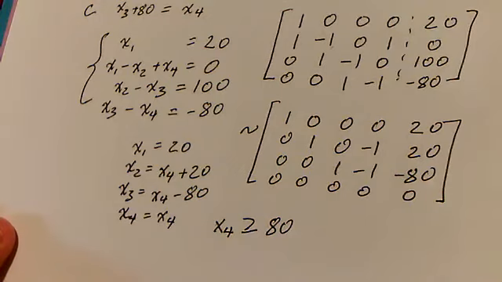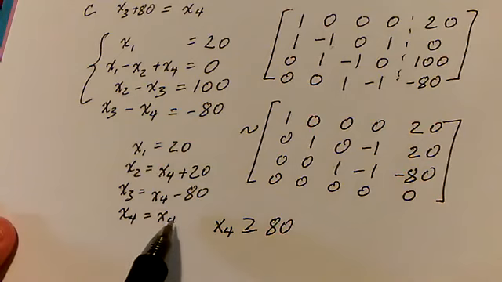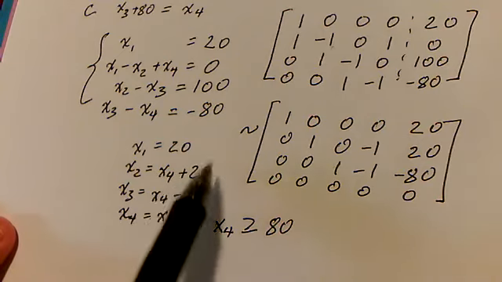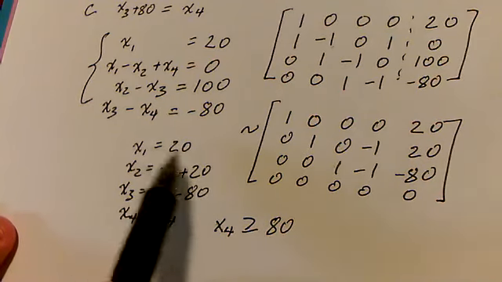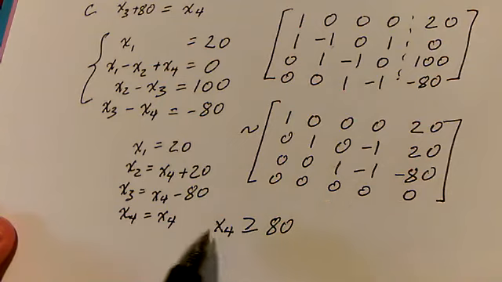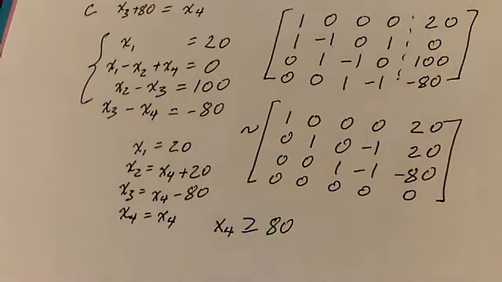Okay, and you can find any particular solution you like for this system. I could have x4 equal 80. That would make x3 0, and x2 would be 100. Say you make x4 100. That's fine. Then x3 is going to be 20. x2 is going to be 120, 100 plus 20. And then x1 would still be 20. So x4 can be anything greater than or equal to 80.